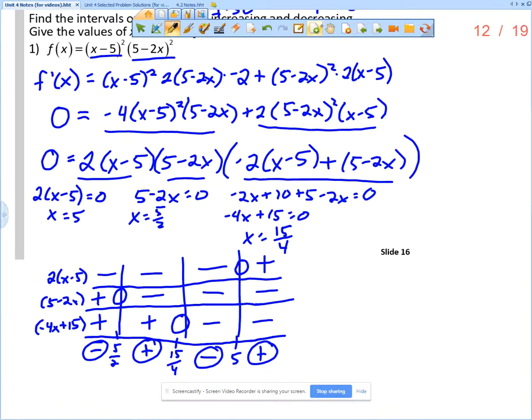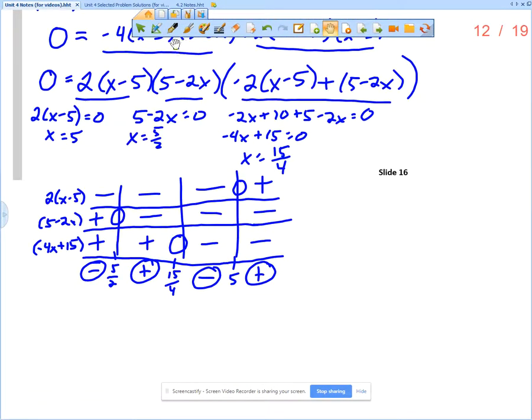And so, what do we know about the original function from this sign analysis? If the derivative is negative, then positive, there must be a local minimum at 5/2. If the derivative at 15/4 changes from positive to negative, we know there must be a local max. And at 5, if the derivative changes from negative to positive, there must be a local minimum.